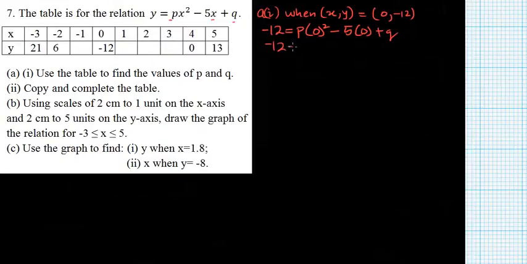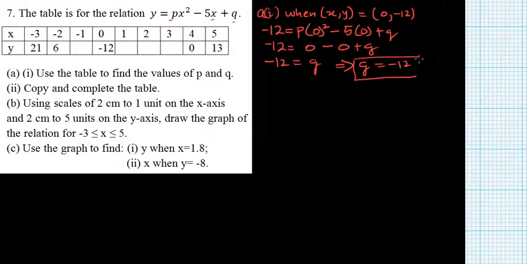This is minus 12 equal to 0 squared, which is 0. So p times 0 gives us 0. So that will be 0 minus 5 times 0, which is 0, plus q. This is minus 12 equal to 0 minus 0, which gives us 0, then plus q. We can just say q is equal to minus 12. And let's go to the next one.